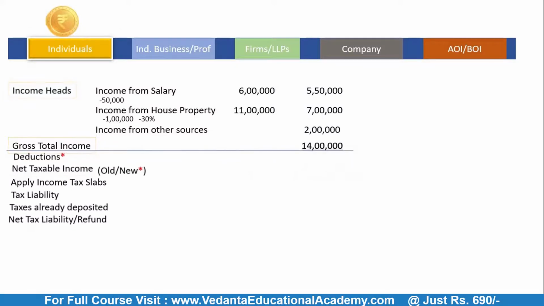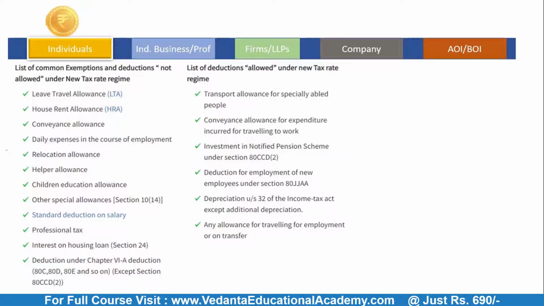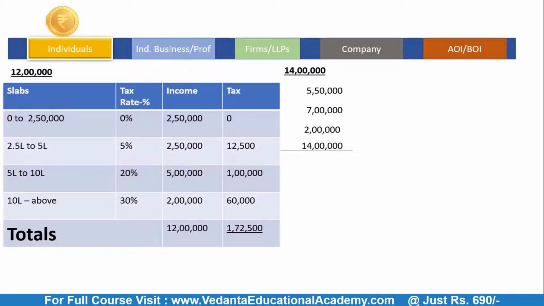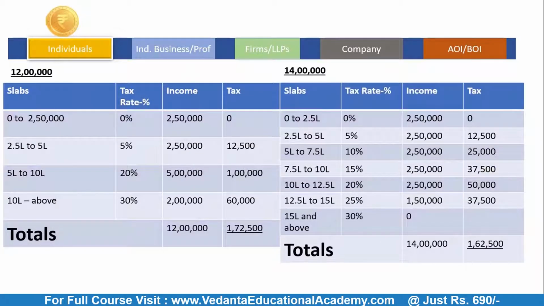And before that, I wanted to show you the list of exemptions and deductions not allowed under the new tax regime, and the list of deductions allowed under the new tax regime. Now just have a look at all the options one by one, so that you understand what is allowed and what is not allowed under the new tax regime. Then I'll go for the calculation for an income of rupees 12 lakhs and also for 14 lakhs. On the 12 lakhs we apply the old tax slabs, on the 14 lakhs we apply the new income tax slabs. So now we understand one by one.